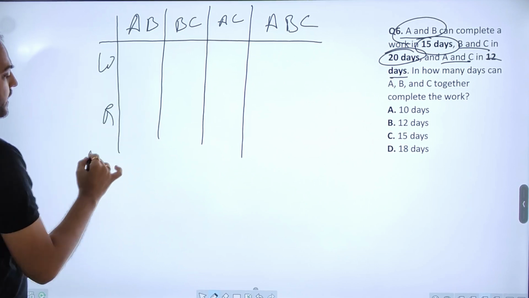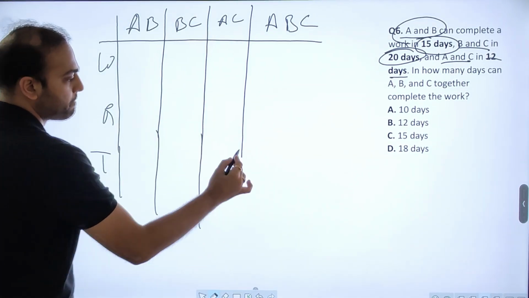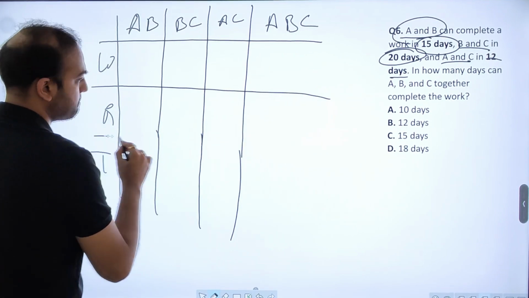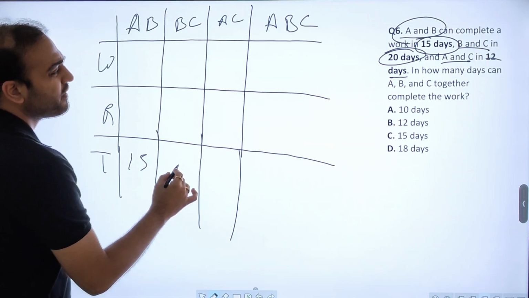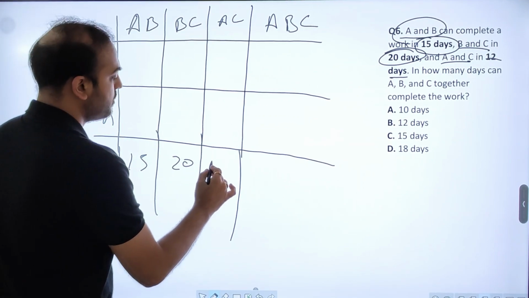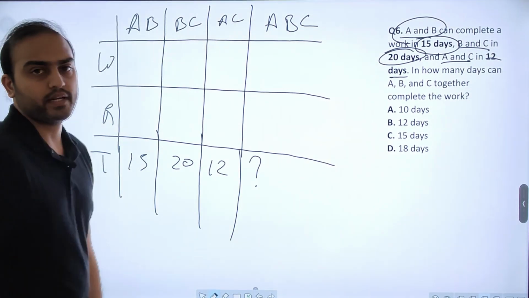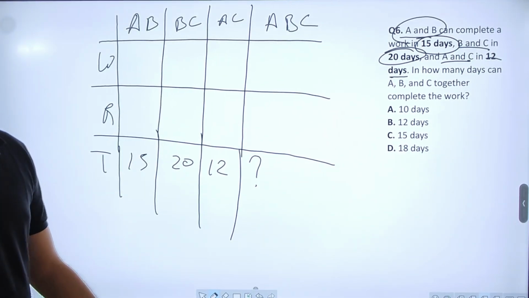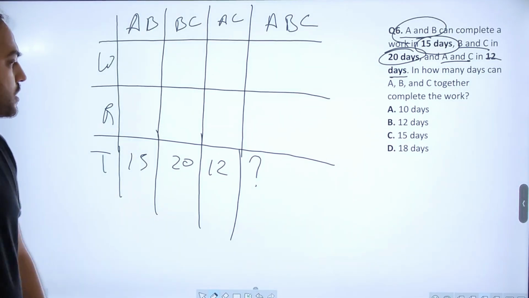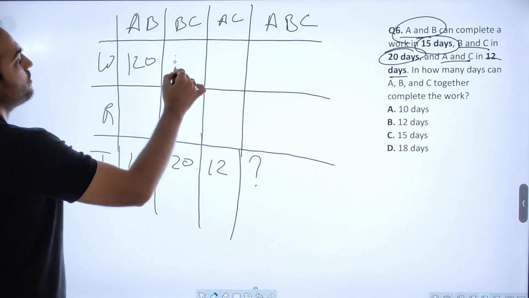Again, work, rate, time. Right, we know it's 15 days, 20 days, 12 days, and how many days. Right, now that the table is complete, step number 2, assume a value for work. Say I take it as 120.